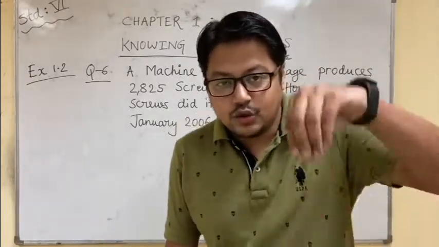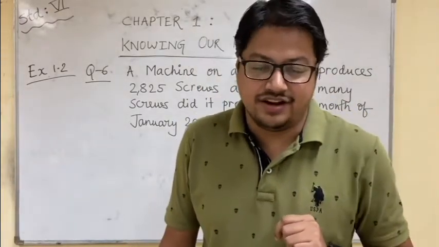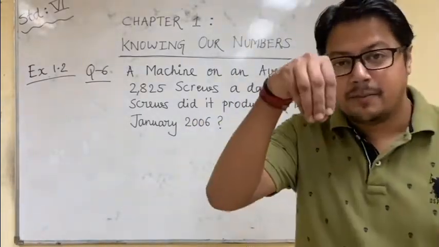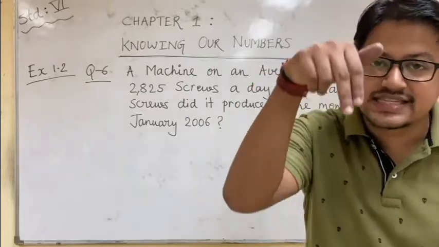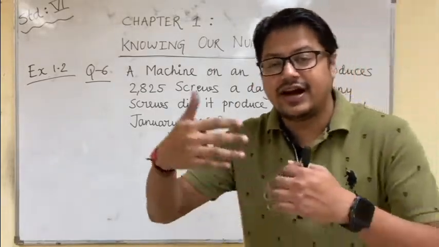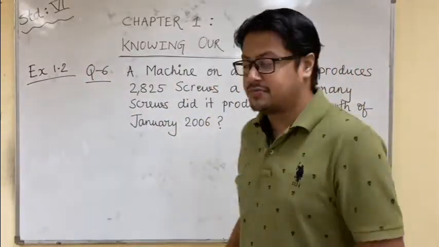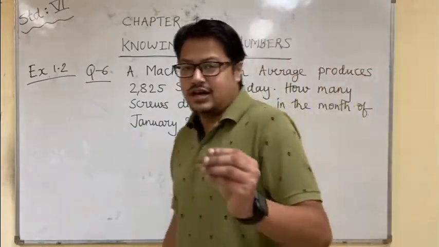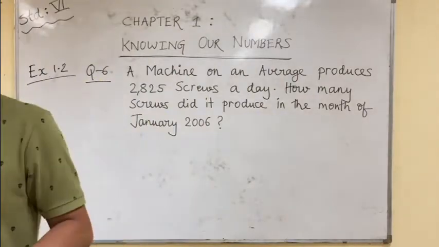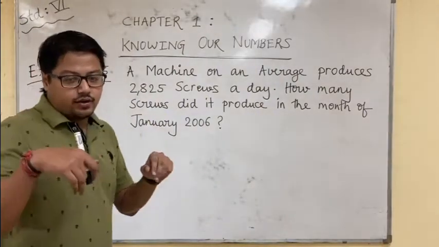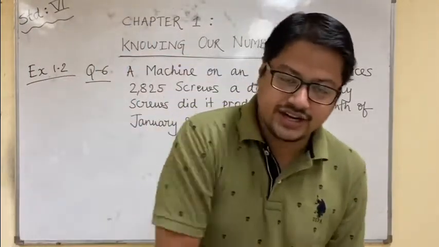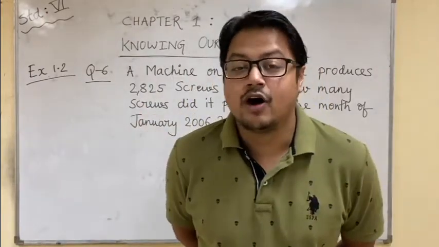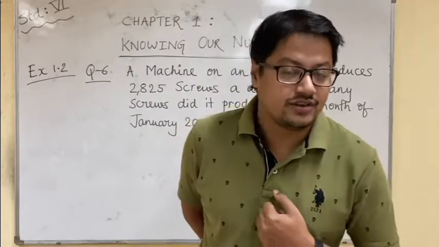So value of single day is given. It is written that it is producing 2825 screws per day. Value of screws of a single day is written. We have to find out value for multiple days. Multiple means number of screws it produces in the month of January. Now very simple. Whether you take 2006, 2012, 2020, or 2021, every time January will have how many days? January will have 31 days.